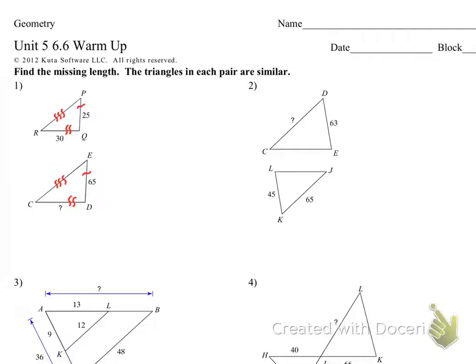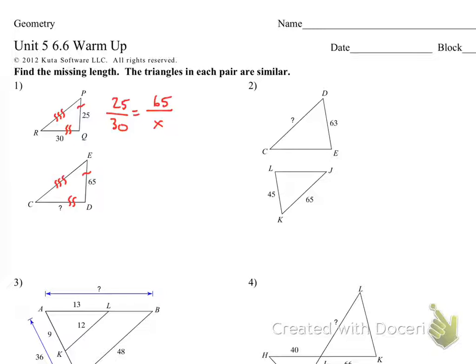Okay, so now, if we're going to solve for this missing value, what are we using? A proportion. Now fill in that proportion. What do we have? Okay, we can do 25 over 30 equals what? 65 over x. So that does work.